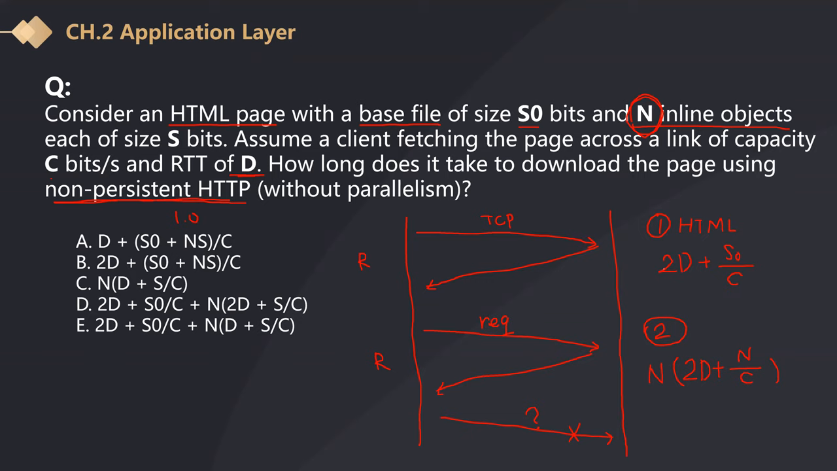So for stage one and stage two, just add them together. So what will be the answer? Probably this one. I think it makes sense. So make sure you can understand this question and how this two stage works.